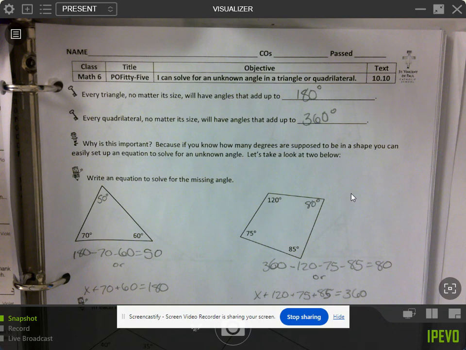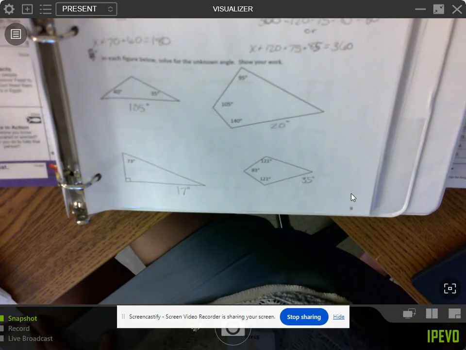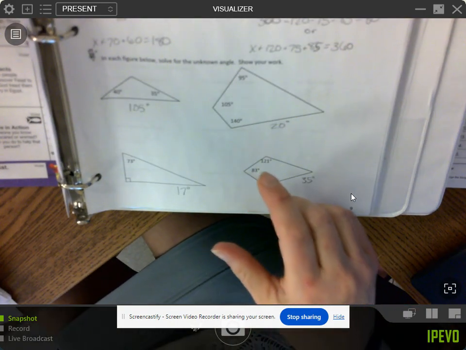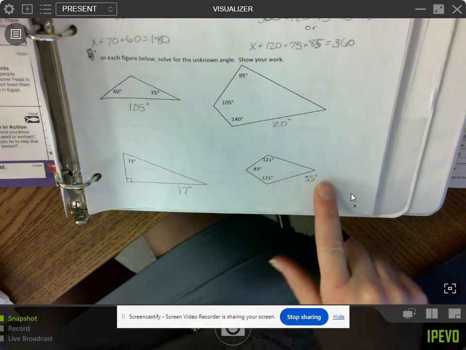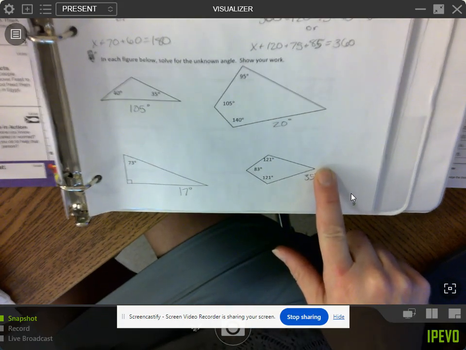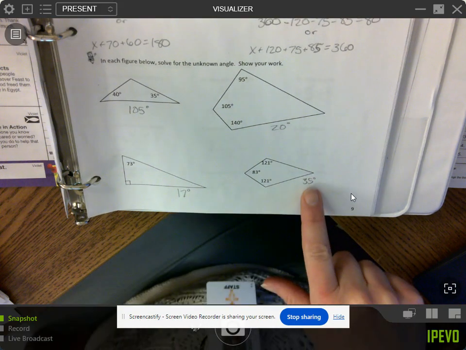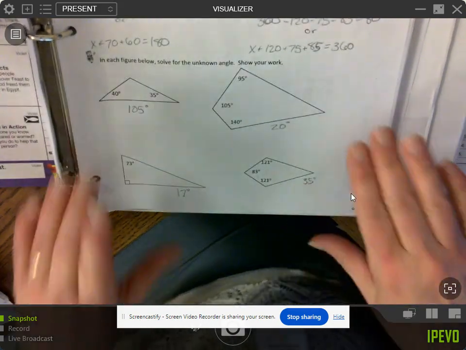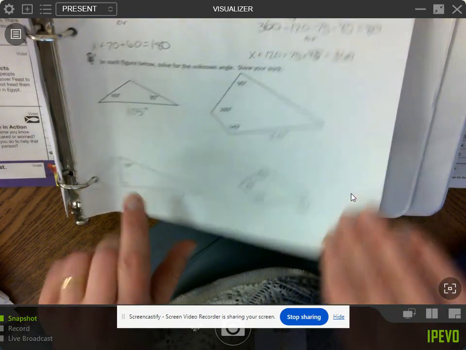The first 2 we did together. The bottom 2 you were working out. So our missing angle here would be 17 degrees. Here would be 35 degrees. Because if we add them all up, that gets us 360 degrees. Remembering that the little square means it's a right angle and it is 90 degrees.